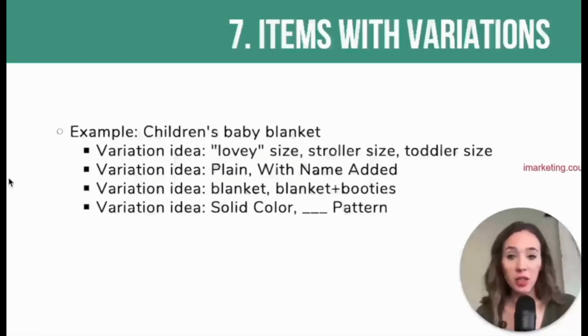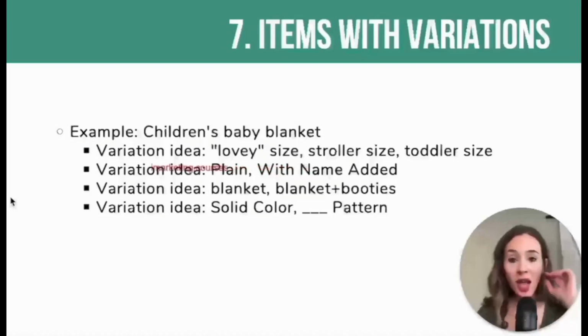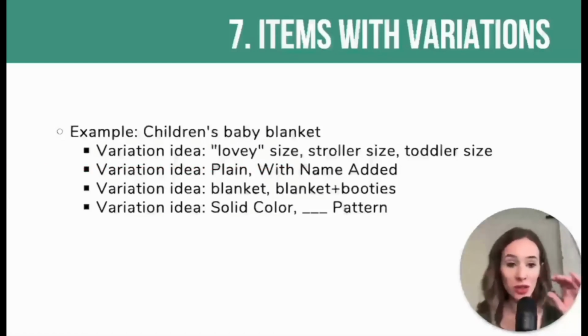Another variation idea could be the plain version or with a name added. And with this, then you'll have a personalization text box in the listing and they can write in their name. Another variation idea would be to have a picture. Your main listing photo has maybe a blanket with some little baby booties in it. So you can offer, it's just the same item type variation. They can select the blanket or the booties or the blanket and the booties.